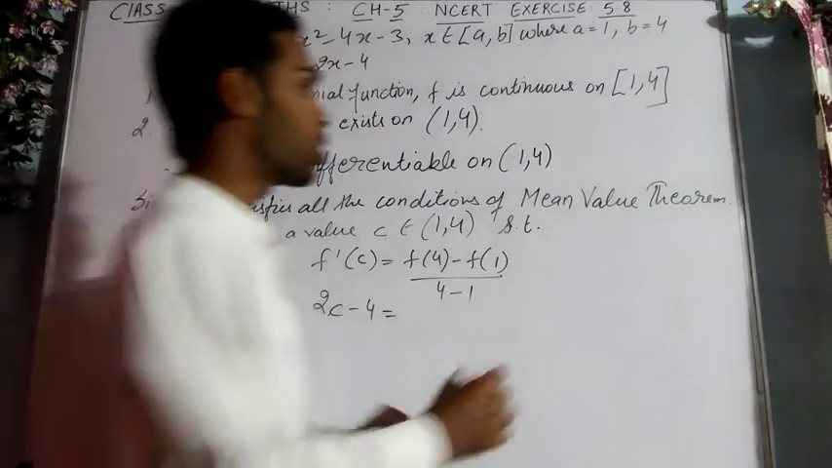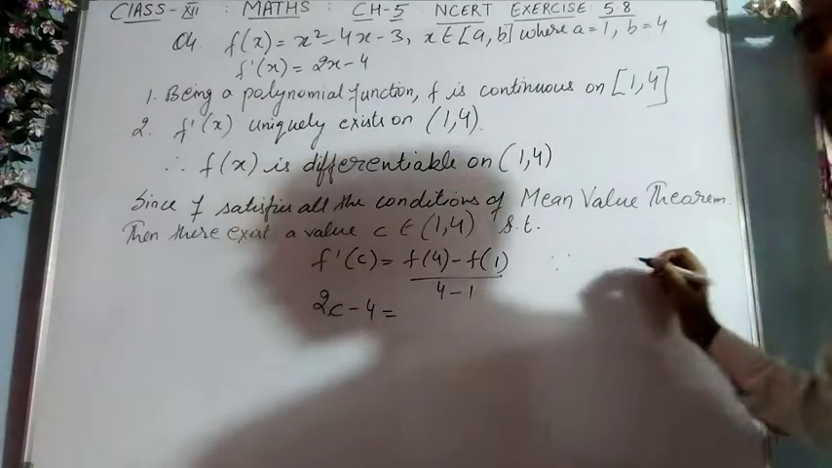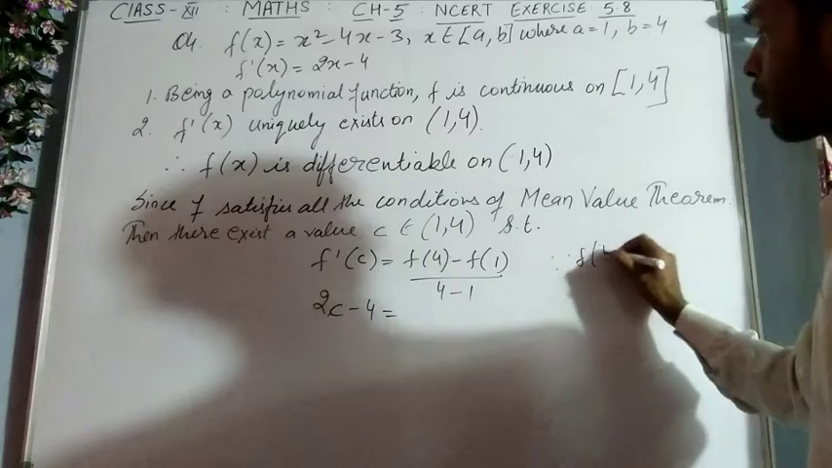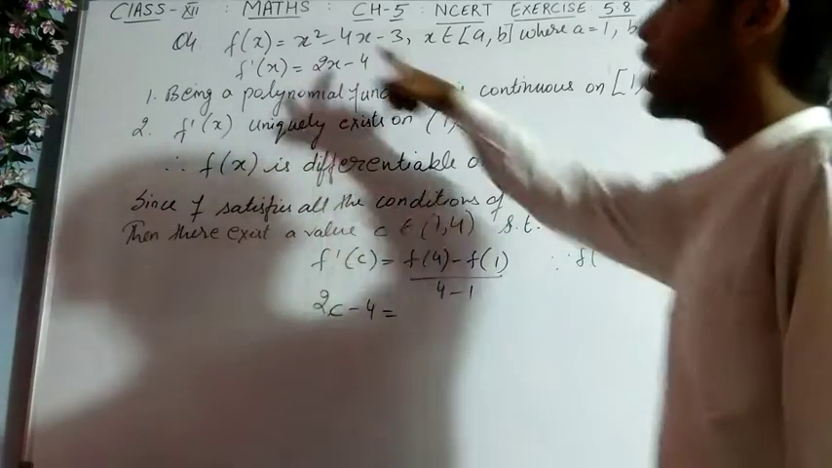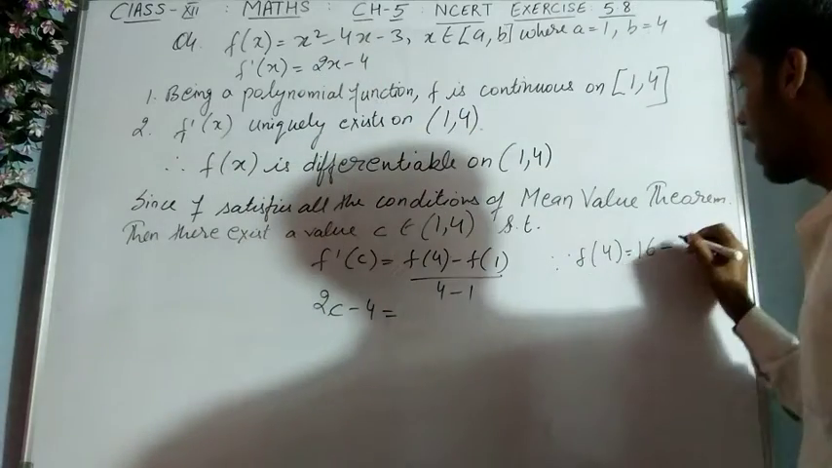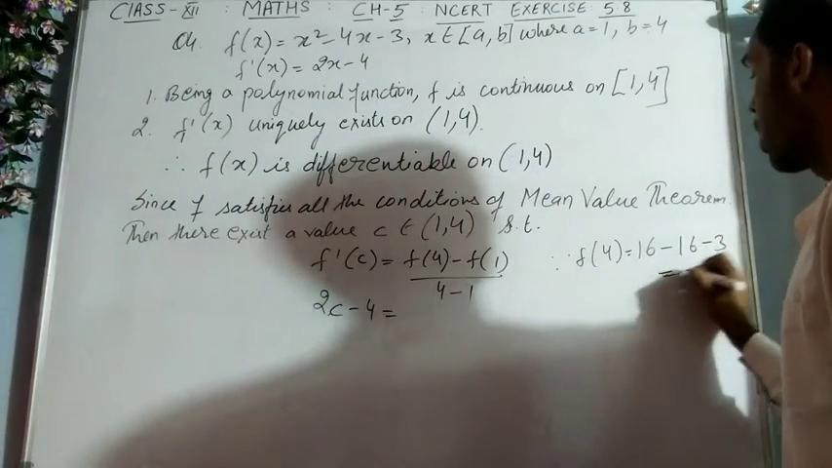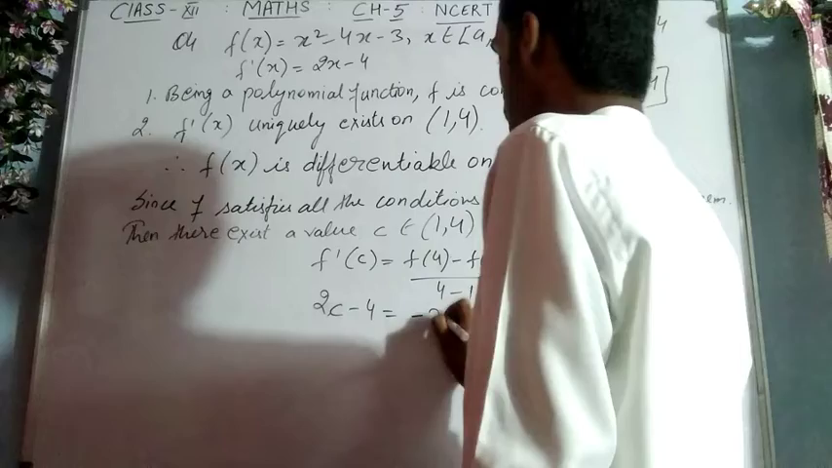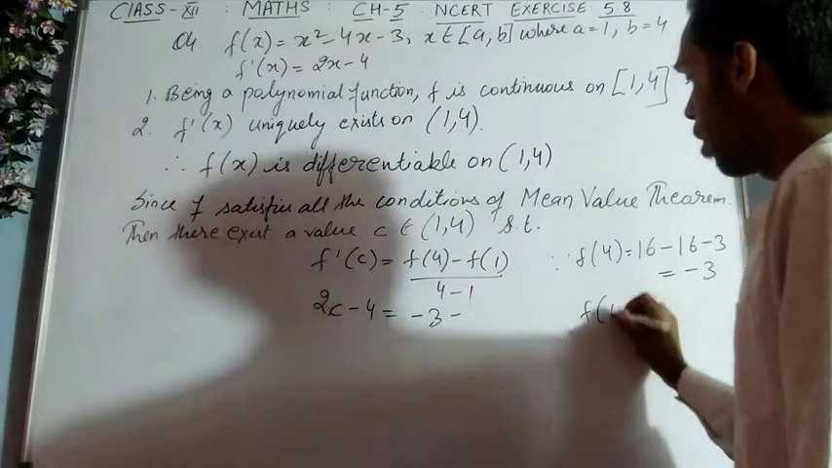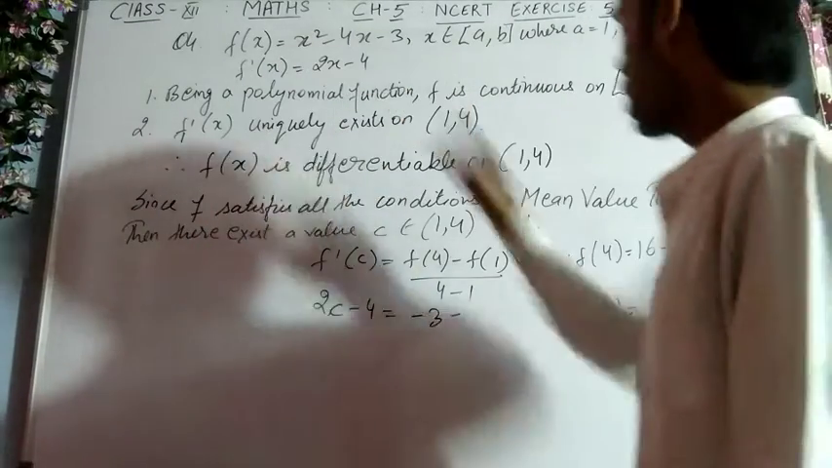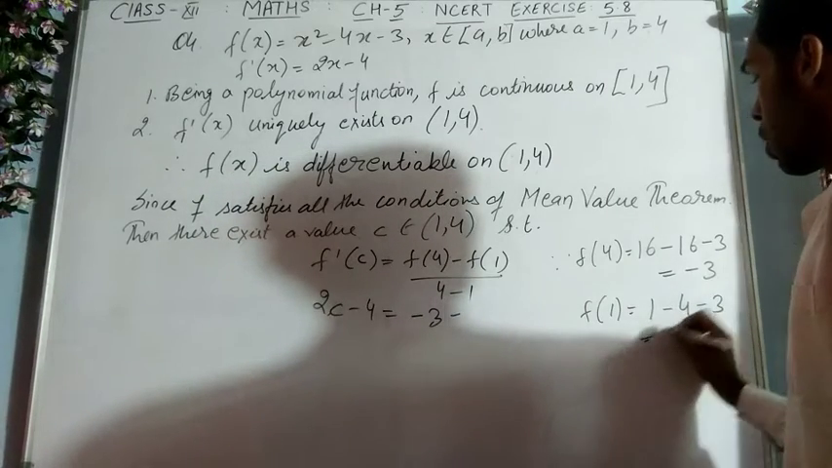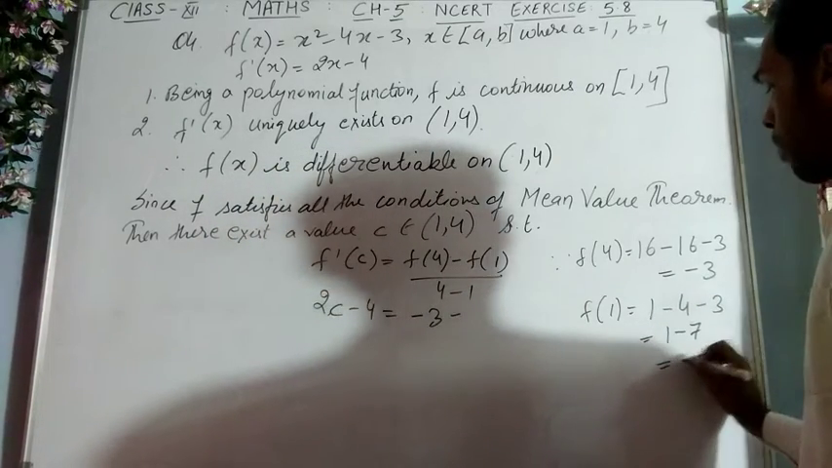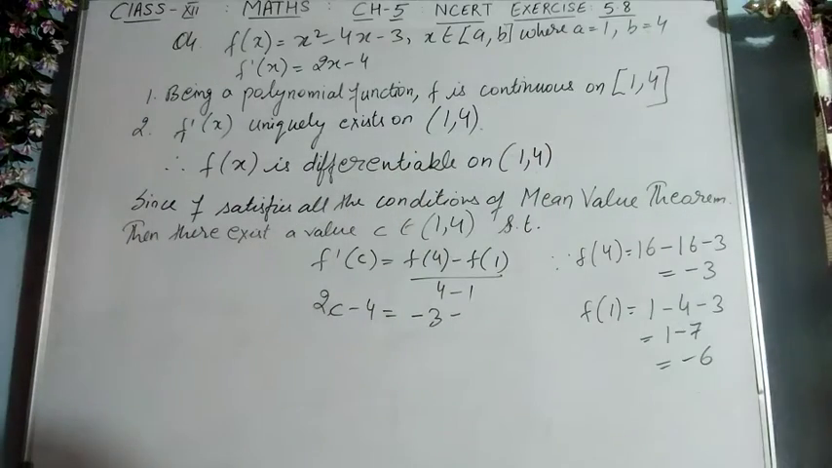So in rough we are going to solve, or you can write down in fair also in the side, right hand side, f of 4 square, that is 16, minus 4 into 4 is 16 again, minus 3. So this will give you minus 3. So minus 3 minus, now f of 1 let us find out. X की जगह 1 put कर दीजिए. 1 का square is 1, minus 4 1s are 4, minus 3. So 1 minus 7 will give you minus 6.